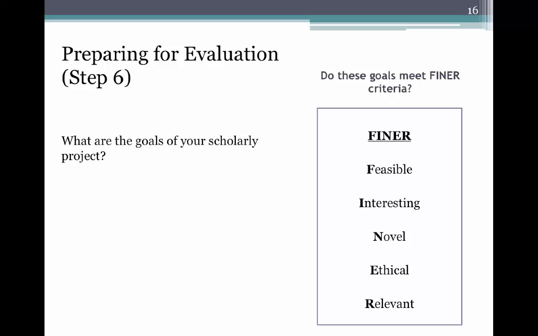Is it timely to recent changes or policies? Is it considered important or priority by your institution or governing bodies or organizations? Using the FINER criteria can help you look critically at your research question and consider what areas may need to be refined or reworked before you proceed toward planning your evaluation.